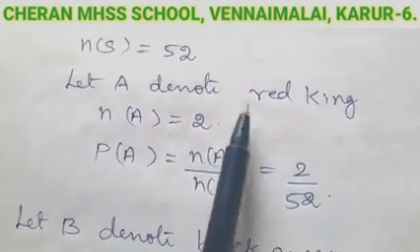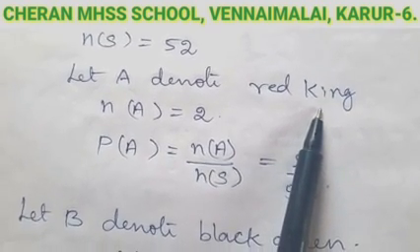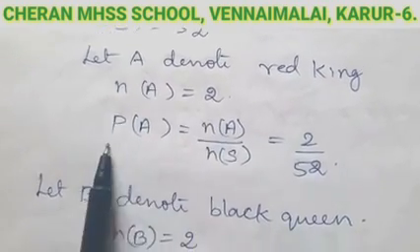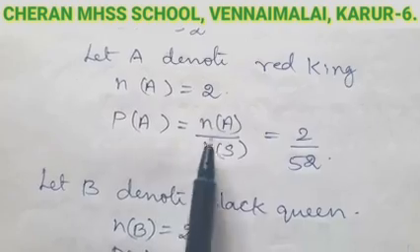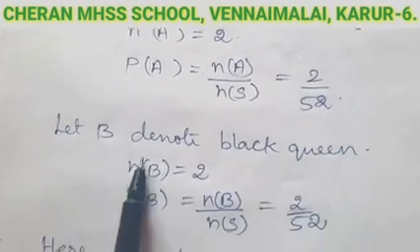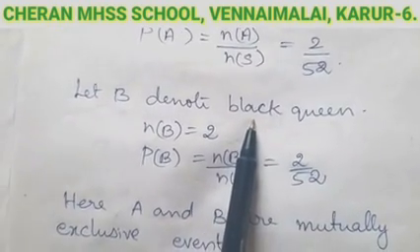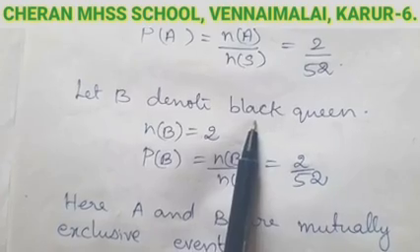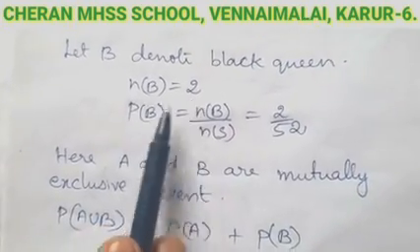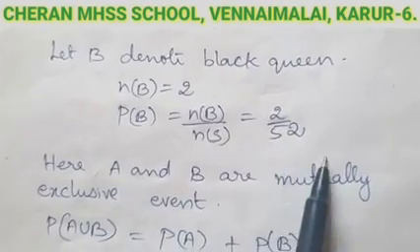Let A denote red king. There are 26 red cards. Out of that, king cards are 2. So, N of A is equal to 2. Probability of A, P of A, is equal to N of A by N of S, that is 2 by 52. Let B denote black queen. There are 26 black cards. Out of that, there are 2 queen cards. So, N of B is equal to 2. Therefore, P of B is equal to N of B by N of S, that is 2 by 52.